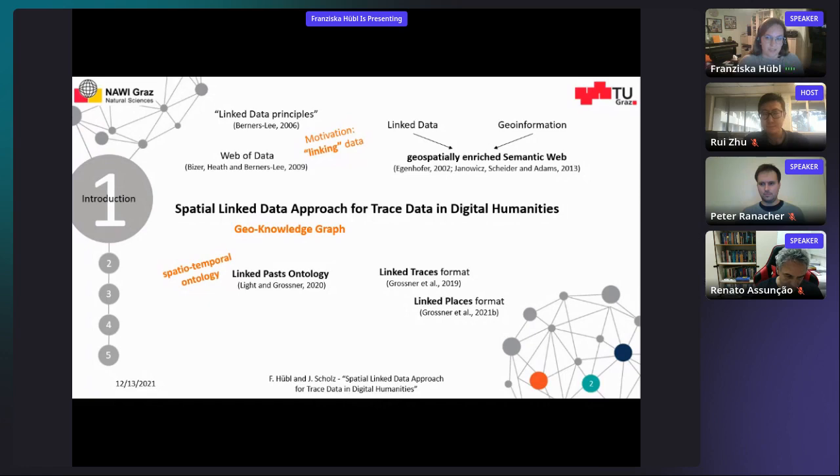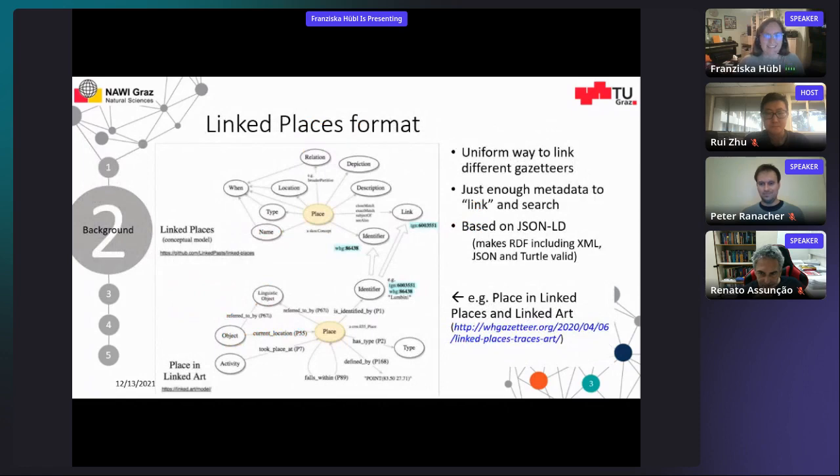Also to integrate linked data repositories, especially existing projects with the focus on historical data, and extend the given ontologies as needed. Thus, it is also a data-driven approach. Then, as a proof of concept, a spatial endpoint, including the created geo-knowledge graph, is implemented. And finally, the resulting linked traces approach is evaluated with regards to geosemantic capabilities. So that was a short introduction, but let's take a look at the background also.